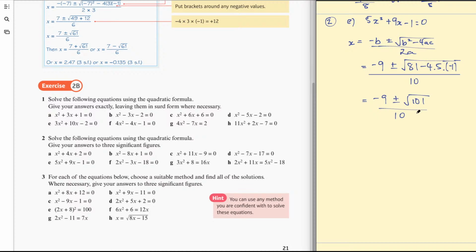Is 101 a prime number? I can't remember. I can't think of any factors that go into 101. Anyway, I'm going to leave it as is because we need the decimal values of these anyway. So let's get our calculator out and we need to plug these in.